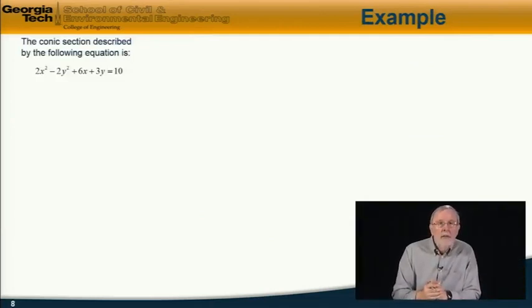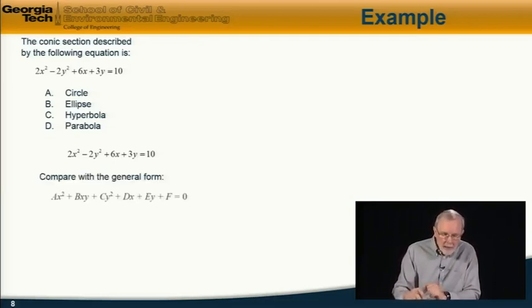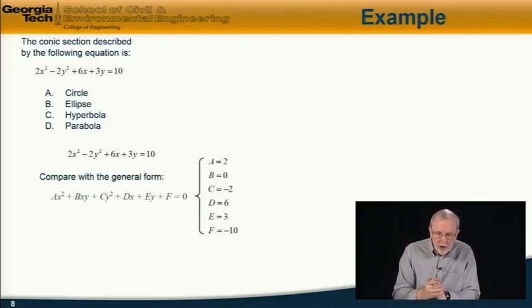So let's do an example on that. The conic section described by this equation, 2x squared minus 2y squared plus 6x plus 3y equals 10, is which of those forms? Circle, ellipse, a hyperbola, or a parabola? So in this case then, here's our equation of the conic, and if we compare that with the most general form, ax squared plus bxy plus cy squared, etc., is equal to 0, by comparing those 2 equations, we see that the values of the coefficients are as follows. A is equal to 2, b is equal to 0, etc.